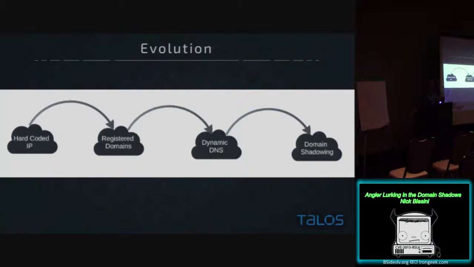Adversaries realized that, and they changed. They changed to registering their own domains. So now they go out, register their own domain, host malicious activity under that. Makes it a little more difficult to block. They're able to rotate IPs, things like that.